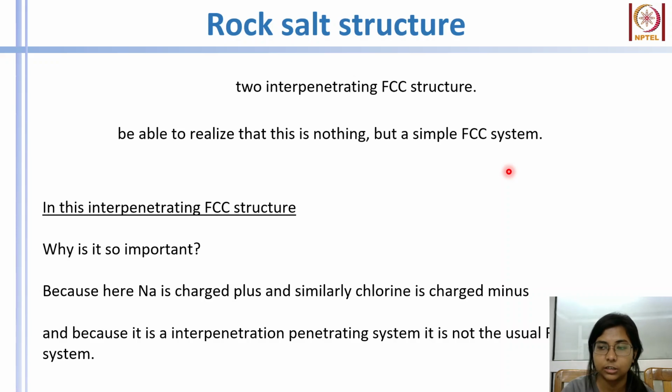We will understand it with the help of figures and schematics. But what you have to remember is that although it consists of two interpenetrated FCC lattices, it does not follow the usual FCC system.